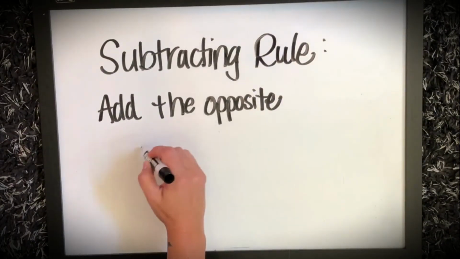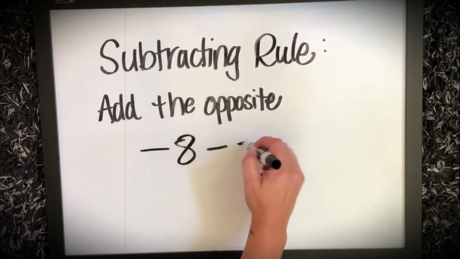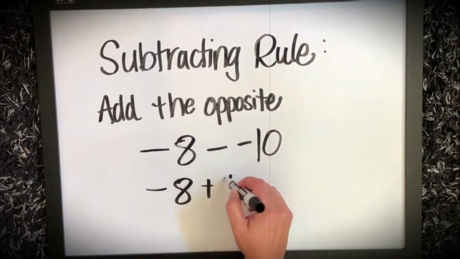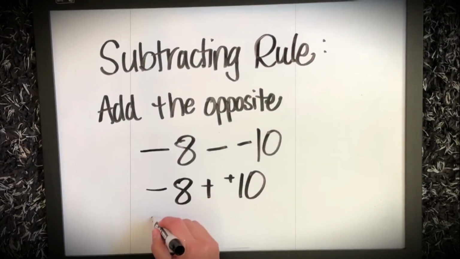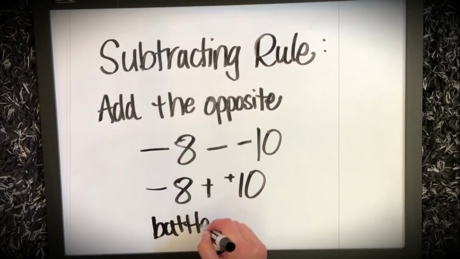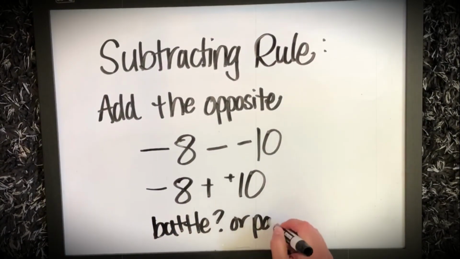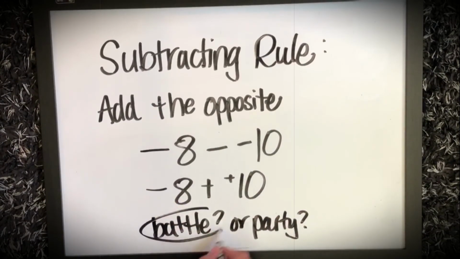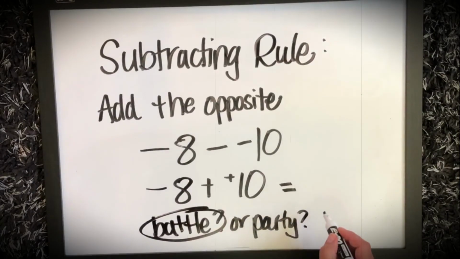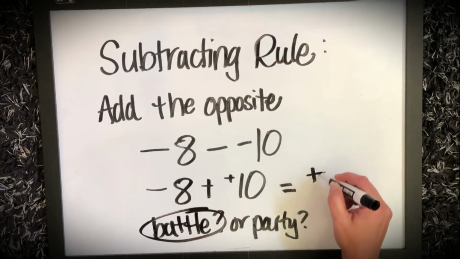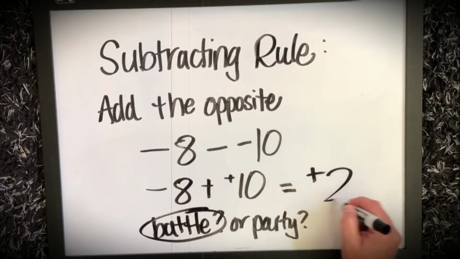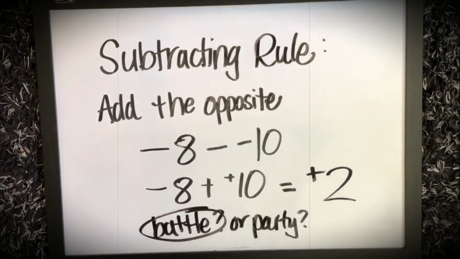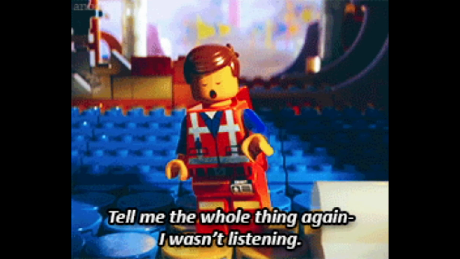Okay, last example, guys. -8 minus -10. Keep the -8 and add the opposite of -10, which is 10. Is it a battle or a party? That's right, it's a battle. Who wins? Good guys. By how many? 2. So -8 plus +10 equals 2.